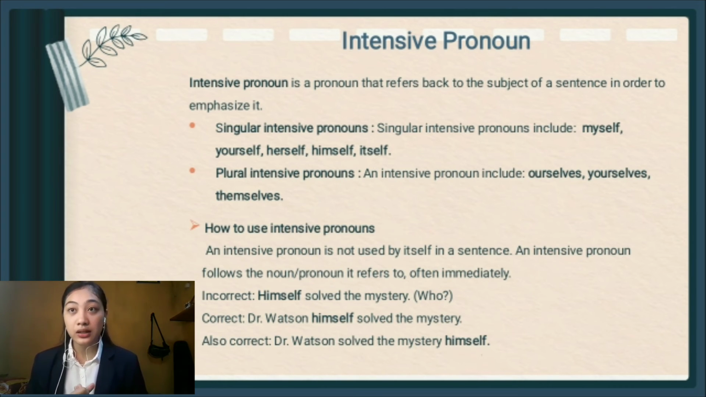An intensive pronoun is not used by itself in a sentence, and an intensive pronoun follows the noun or pronoun it refers to, often immediately. For example, you can see on the slide, incorrect sentence: Himself solved the mystery. Correct sentence: Dr. Watson himself solved the mystery. These are examples of intensive pronouns.